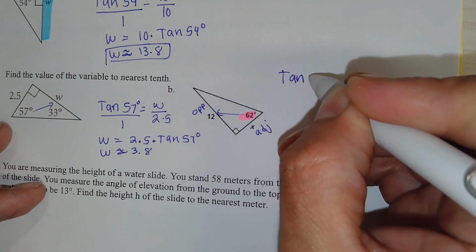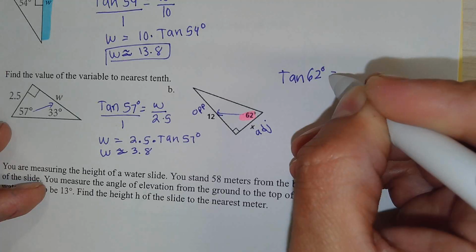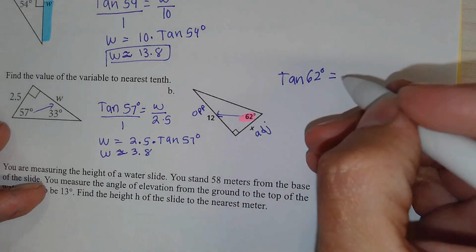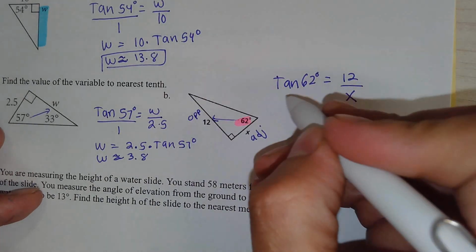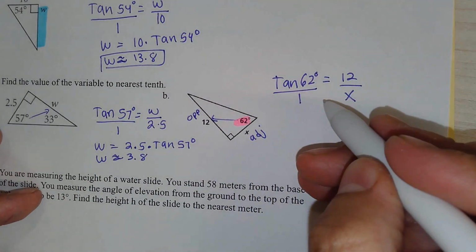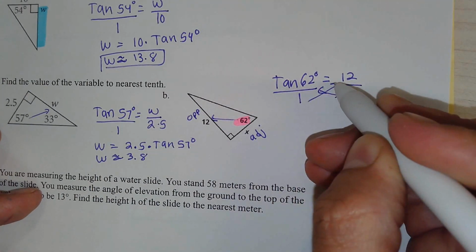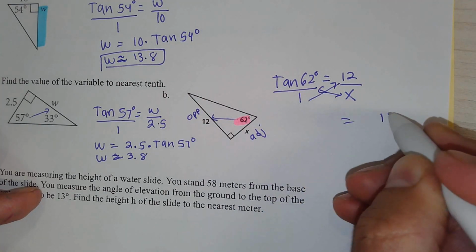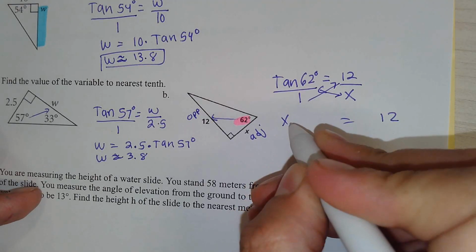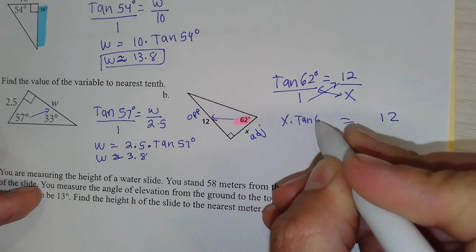So you have to use tangent. So tangent of 62 equals opposite over adjacent, which will be 12 over x. Put a 1 underneath and do cross multiplication. 12 times 1 is 12. X times tangent of 62.